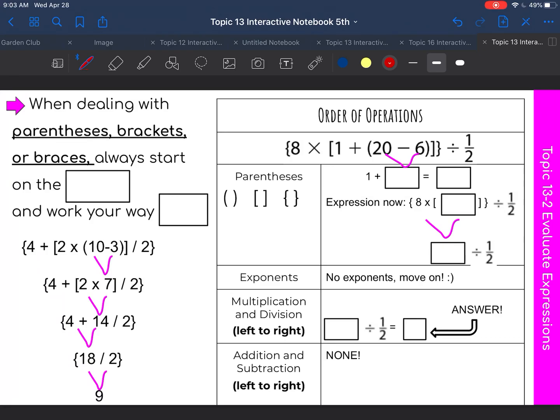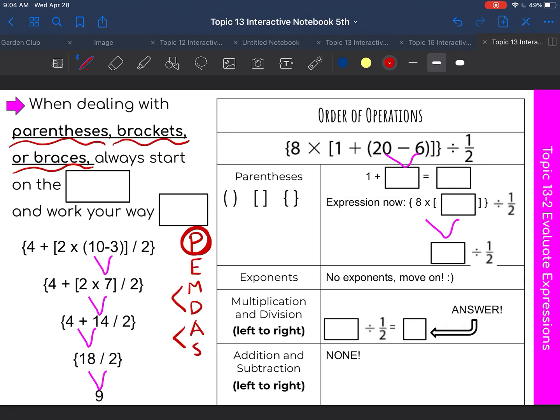We talked about this yesterday, that we have parentheses first, then exponents, then multiplication and division left to right. If those are the only 2 things left, then you go left to right. Then the same thing, if you only have addition and subtraction left, you also go left to right. So today we're going to focus on the parentheses part because there's a couple different kinds of parentheses. It says when dealing with parentheses, brackets, or braces.